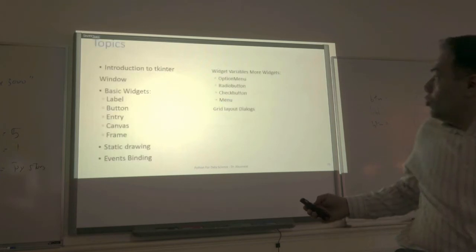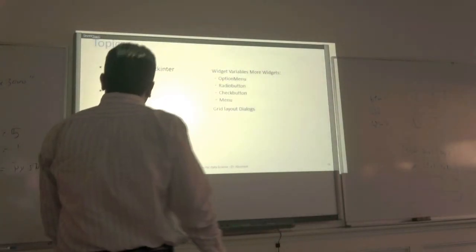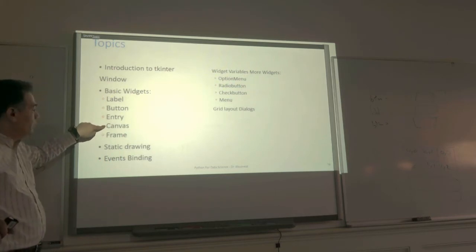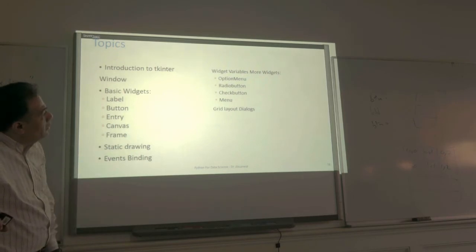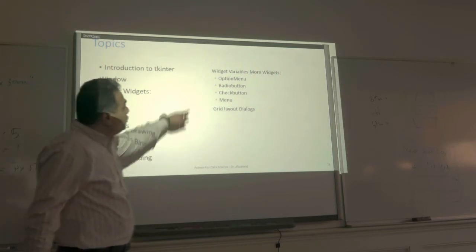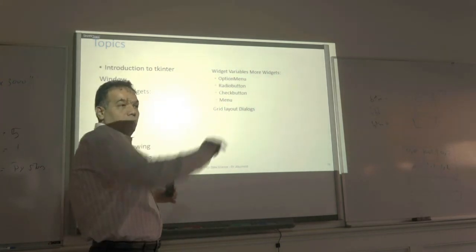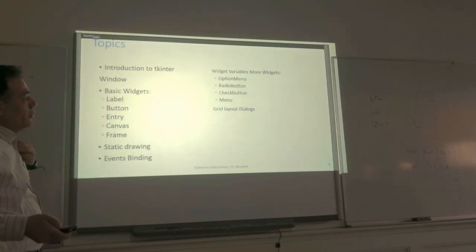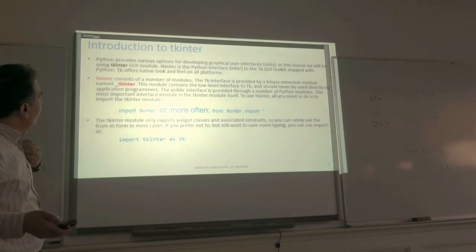All right, so I included more information in here. For example, we spoke about the window, we spoke about the label, button, entry. Canvas is for graphics. Frame, we spoke about frame. Static drawing could have events binding. You could have option menu, radio button, check button. You could have menu. Okay, in Word, you know the menu. Menus, you could have all of these. Grid layout, dialogues. All right, so take a look at it. This is more detailed information from different sources I have had.